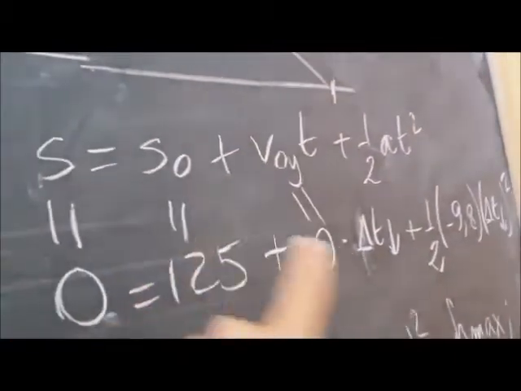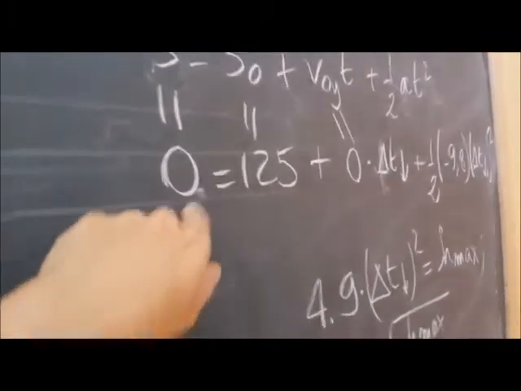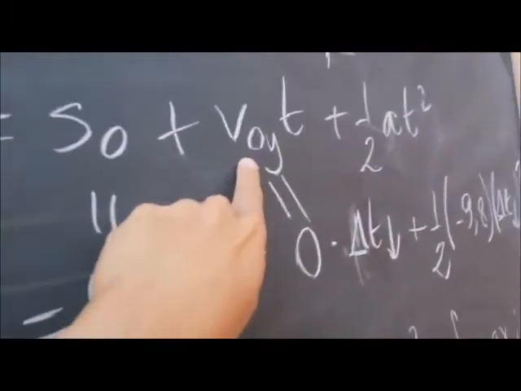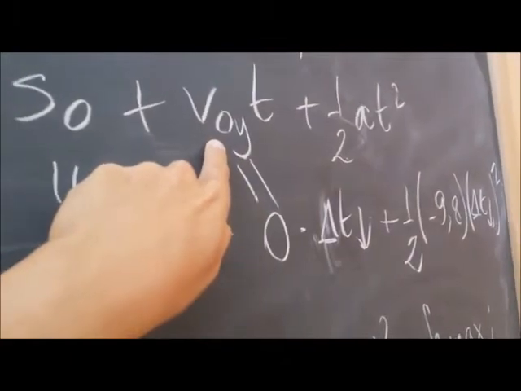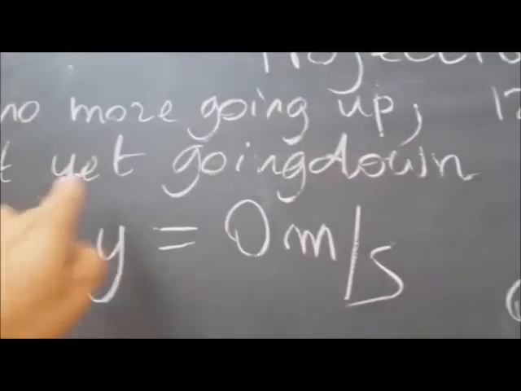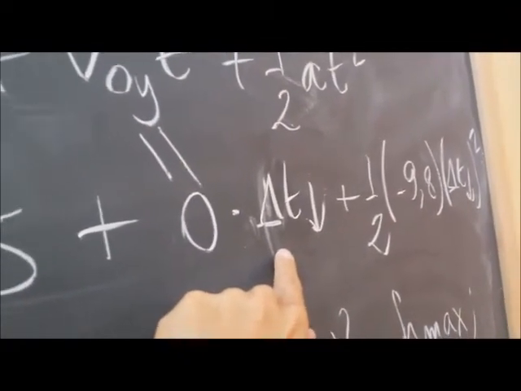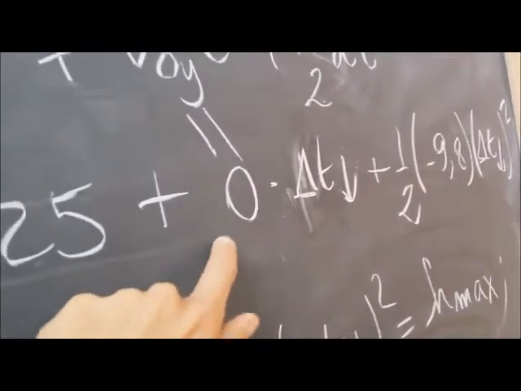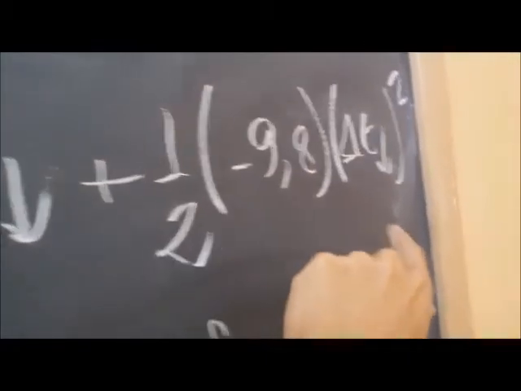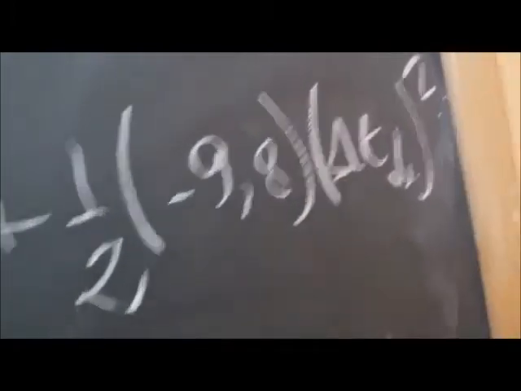The formula is the same, but in this case, the final position is going to be 0 meters. The initial position is 125 meters. The initial vertical component of the velocity was 0 because, as we said, it's no more going up, it's not yet going down. This is what we are going to calculate, but in this case it's going to be cancelled because there's a 0 here, plus 1/2 times g, which is negative 9.8. And this is, once again, the time needed to go down squared.